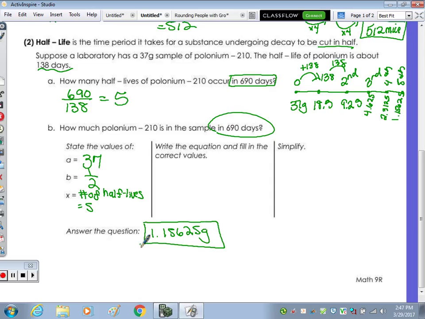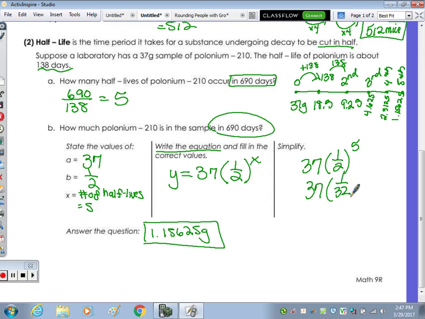To show how that relates to the function, okay, we have our starting amount A. So if you had to write the equation, every equation has a y and an x. So y equals 37 times our B value 1/2 to the x. You have to have a y and an x in it. And then when you actually do the math, what are you plugging in for x? 5. So it's going to be 37 times 1/2 to the 5th. 1/2 to the 5th is 1/32. And then 37 times 1/32 is 1.15625.